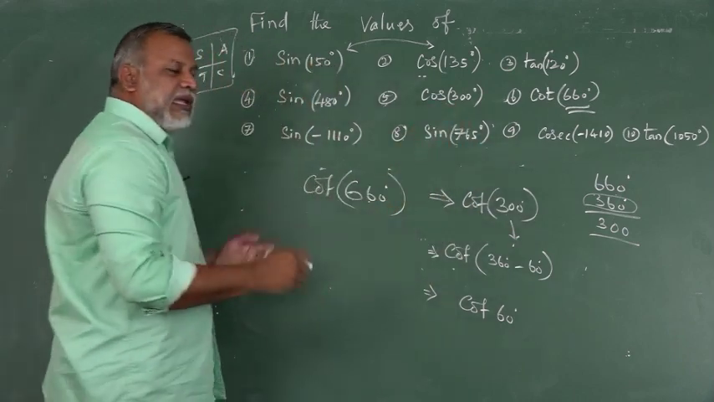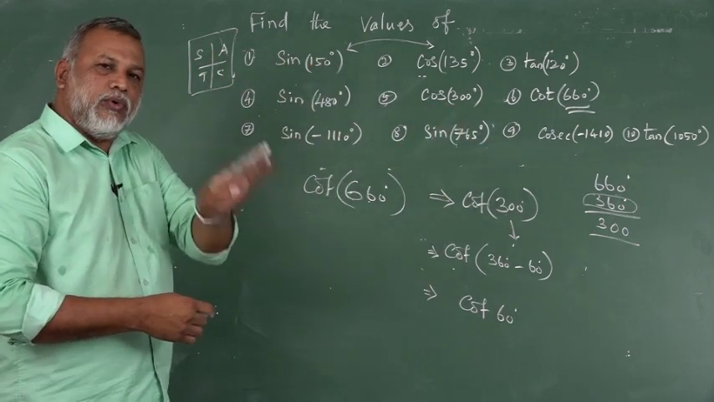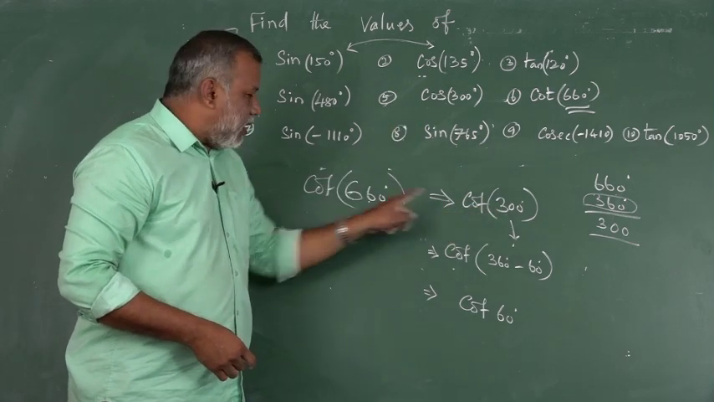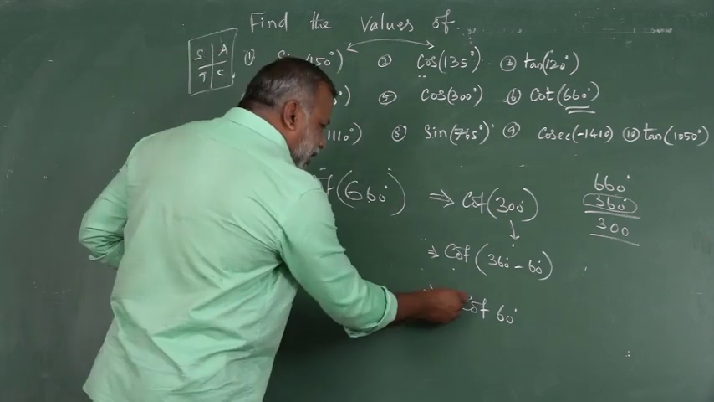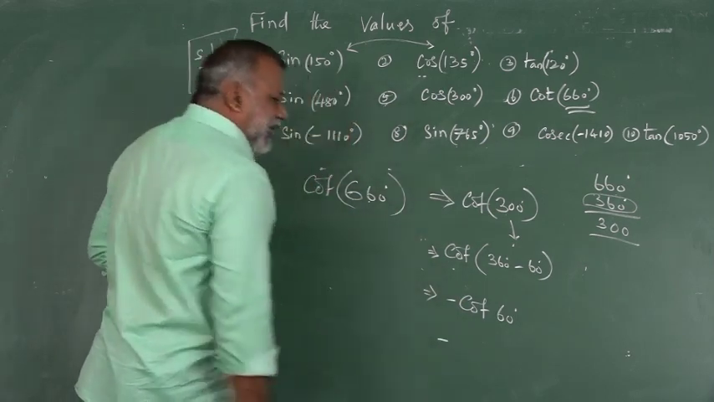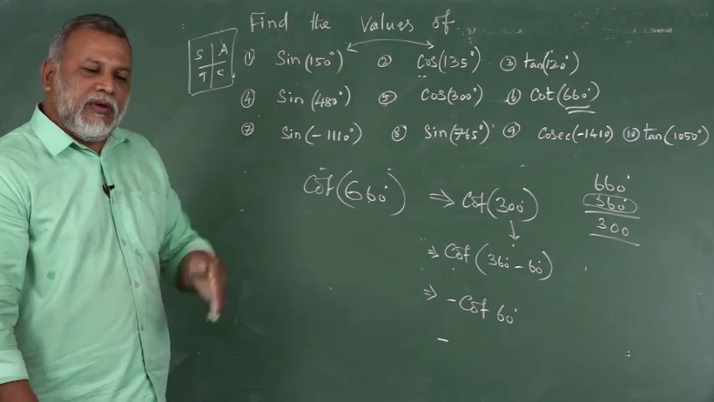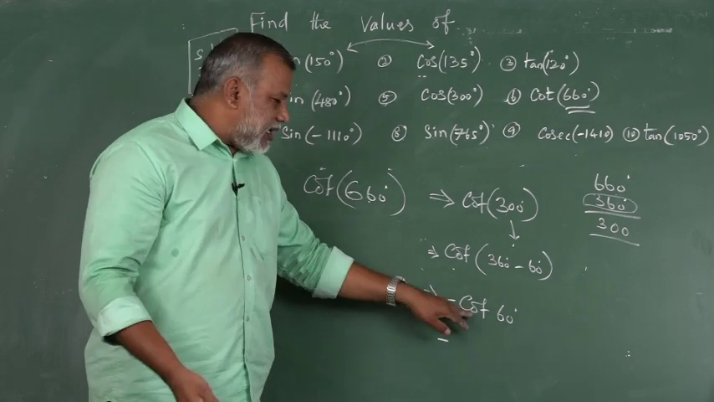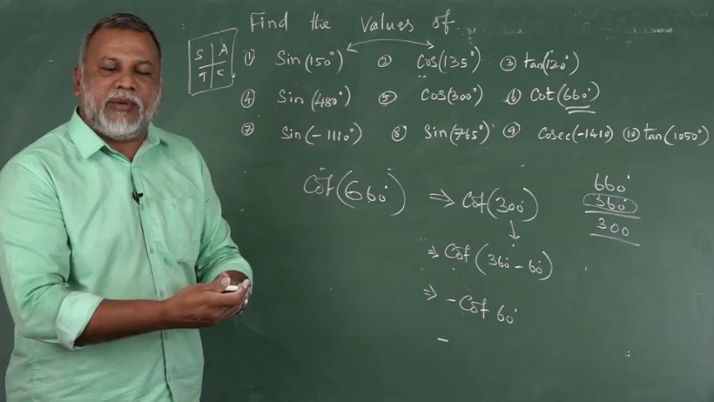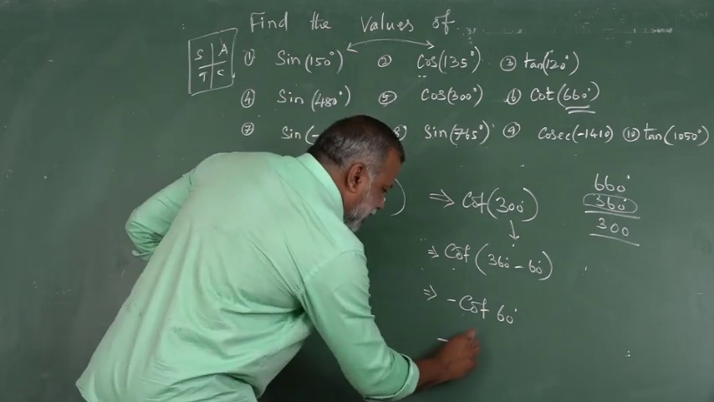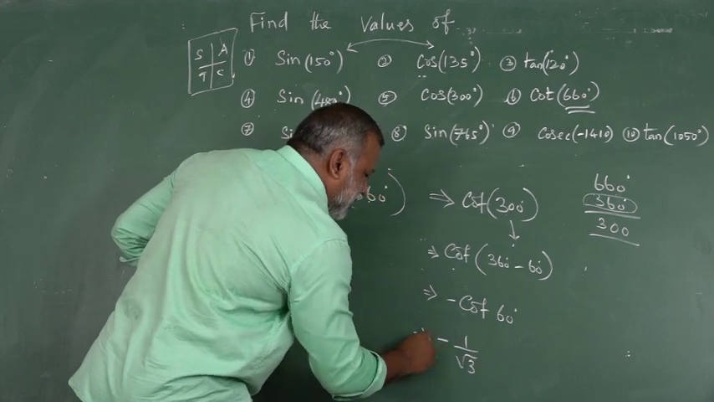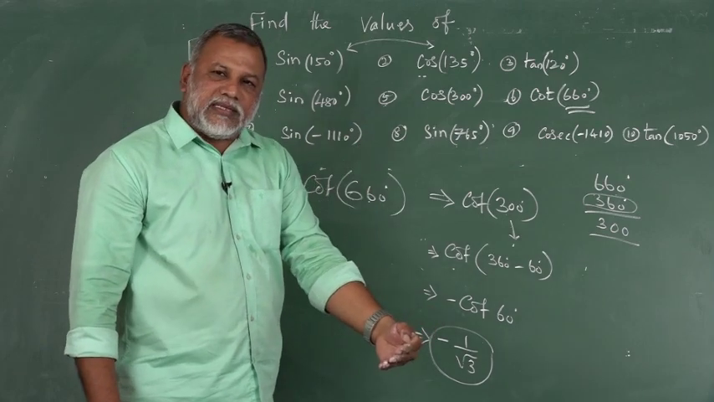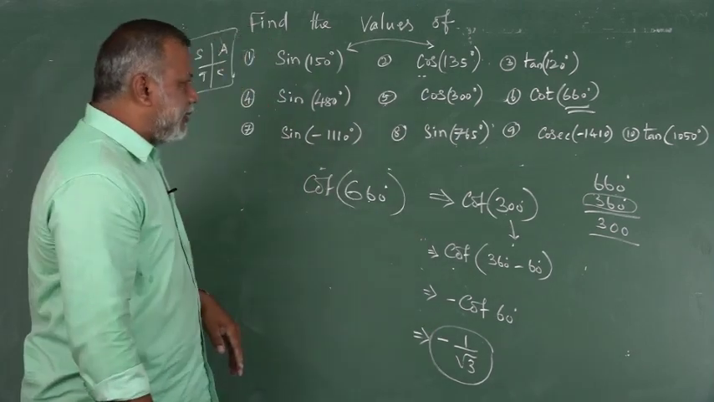Now 300 degree lies in which quadrant? ASTC, fourth quadrant. 300 degree takes the fourth quadrant, but the given is cot. Cot is negative in the fourth quadrant, so it means minus. What is the value of cot 60? From your 10th standard, you know the value of tan 60. Tan 60 means root 3. Here cot 60 means the reciprocal of the tan family, so here minus 1 by root 3. Cot 60 is the reciprocal of tan 60. Tan 60 is root 3, and the reciprocal is 1 by root 3.